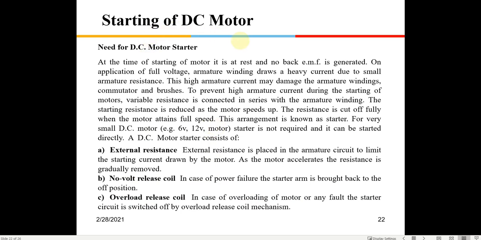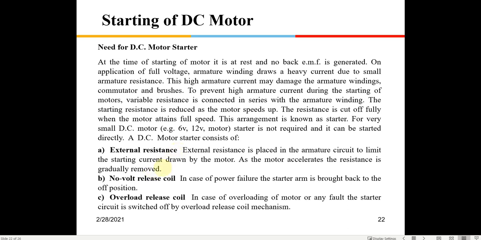Now, starting of a DC motor. When you are starting, initially when you apply a terminal voltage, there is no back EMF because the motor has not yet started rotating. If you do that, there will be a huge current flowing into the armature, which can damage the armature coil. So while starting, you need to give an external resistance in series to the armature, and then you can remove it after the motor has started running and started generating a back EMF.